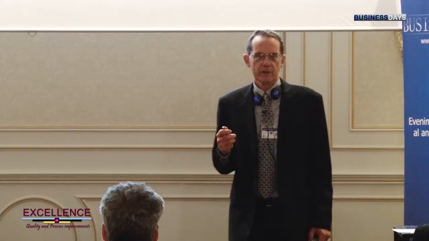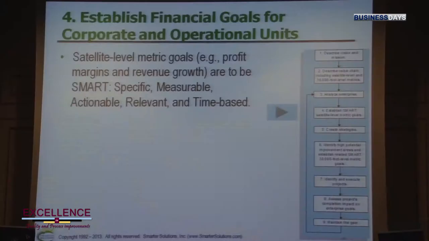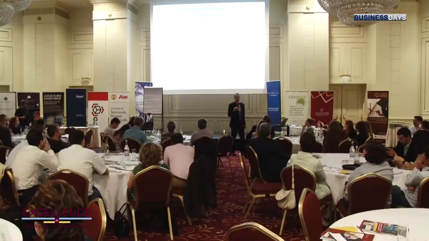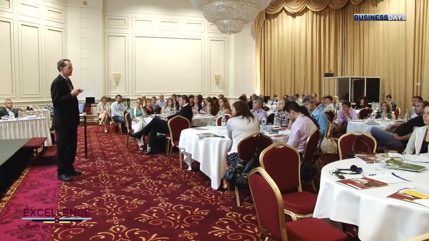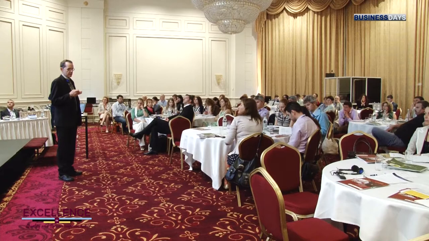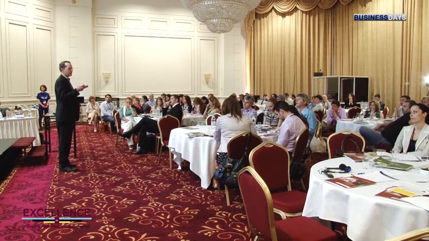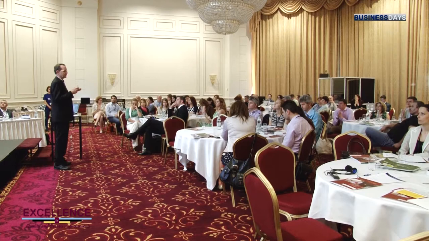Then what we want to do now is create SMART, that is specific, measurable, actionable, relevant, and time-based, satellite-level metric goals. So these are our metrics like profit margins or year-over-year growth. We may want to establish some goals for those profit margins, for example, but they need to be realistic. So, for example, if our current profit margins are 10% and our competitors are at 12%, then a reasonable goal might be to move the average profit margins up from 10% to 12% in the next 7 months.